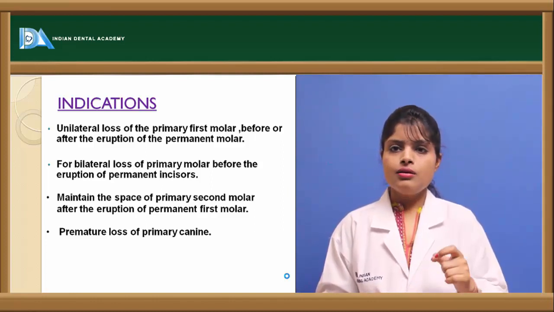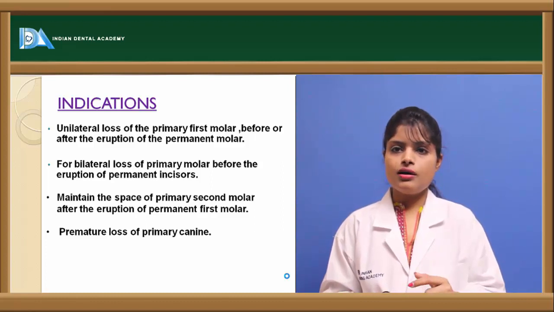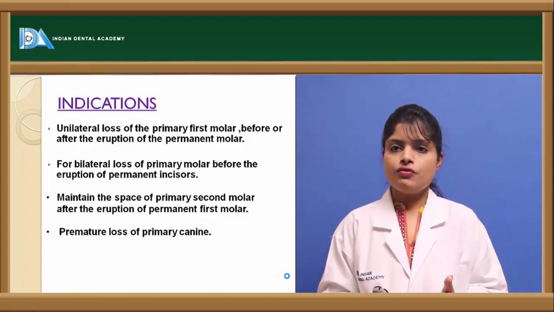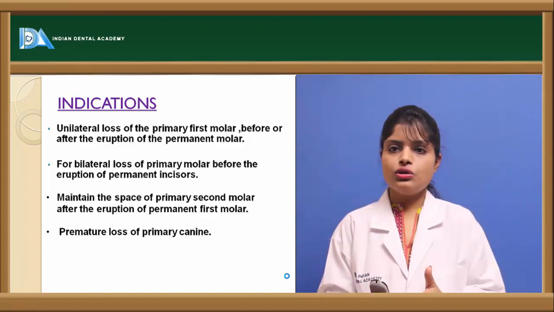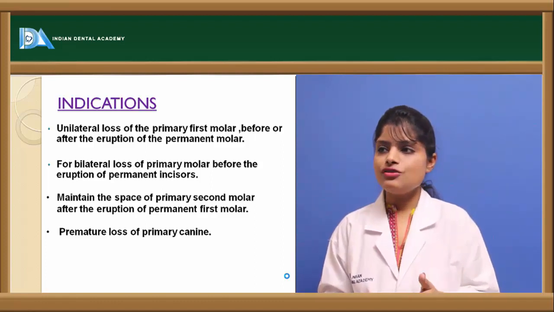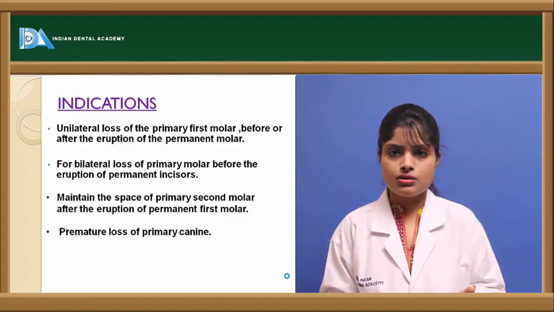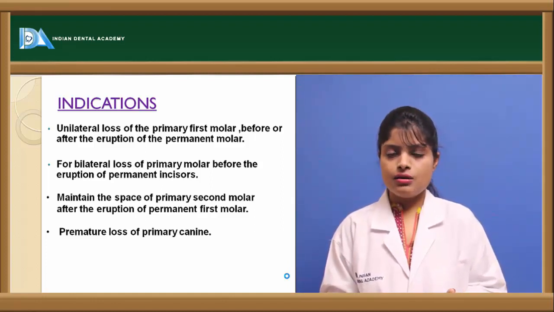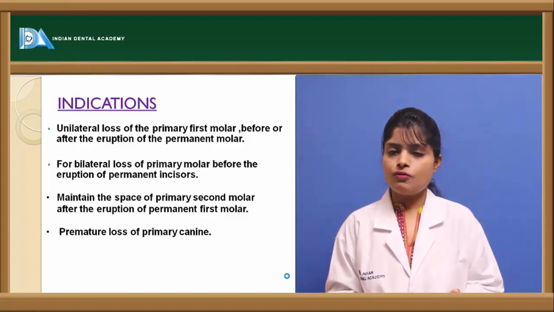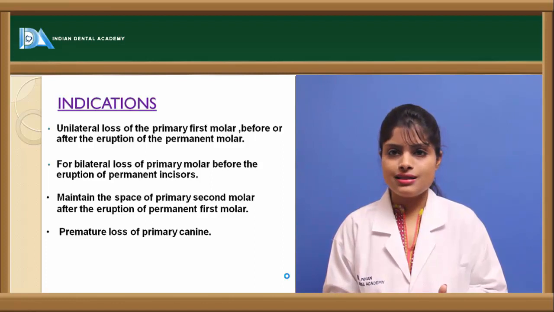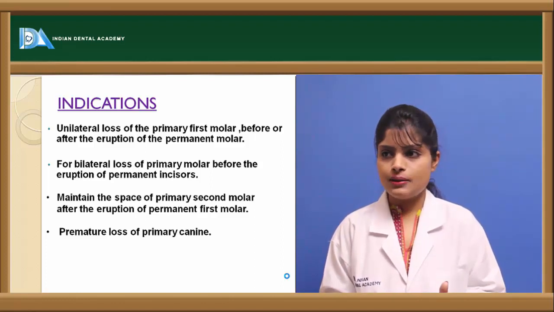Here the primary first molar is banded and the loop is constructed, which is further attached to the distal surface of the lateral incisor. It can also be used in the bilateral loss of primary molars before the eruption of the permanent incisors, because after the eruption of permanent incisors, a lingual arch holding appliance is used as a space maintainer.